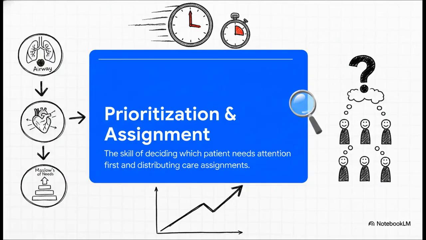Okay, let's talk about pillar number 2, prioritization. This is that classic NCLEX question, right? You've got 4, maybe 5 patients, all needing something. Who do you go see first?